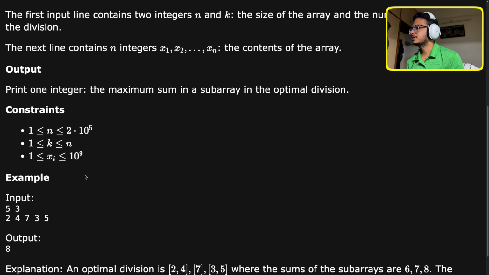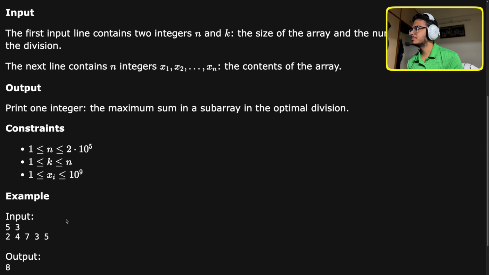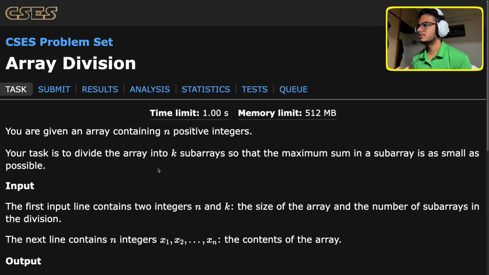We'll touch upon the constraints and example test case in a bit, but I guess that's the question. You are given an array of n positive integers, you split it into k parts such that the maximum of the sums among all the splits should be as small as possible. Let's go to the iPad and discuss this question a bit more.